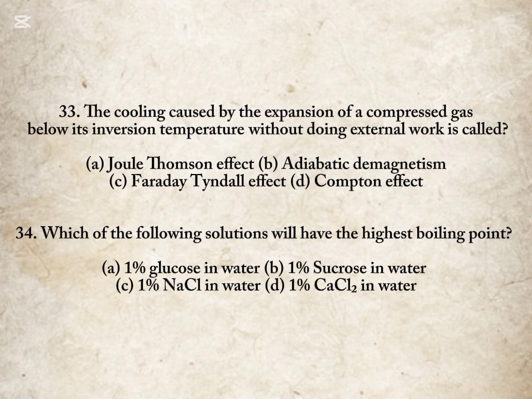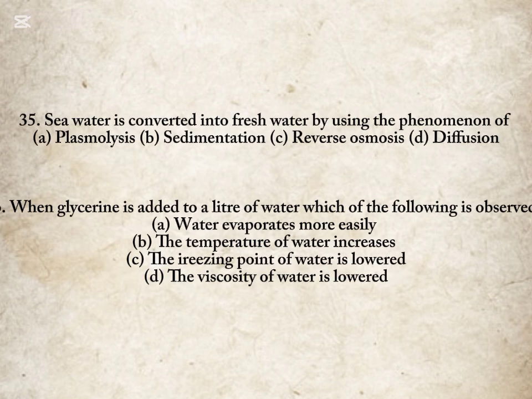34. Which of the following solutions will have the highest boiling point? A. 1% glucose in water. B. 1% sucrose in water. C. 1% NaCl in water. D. 1% CaCl2 in water. The correct option is D. 1% CaCl2 in water.